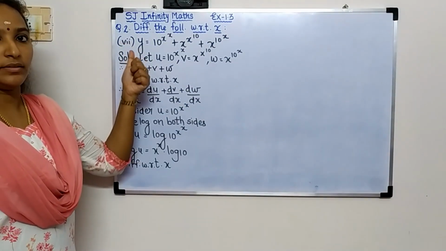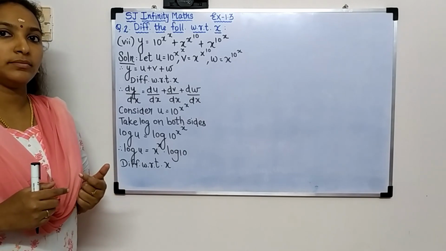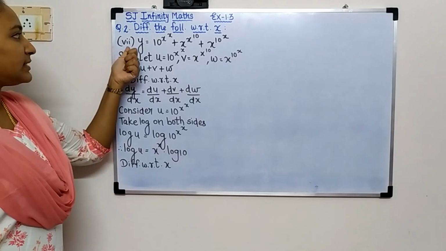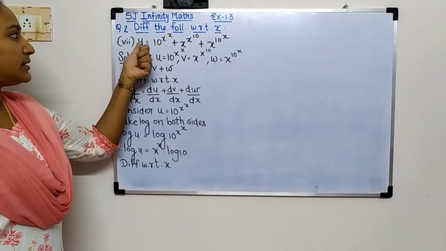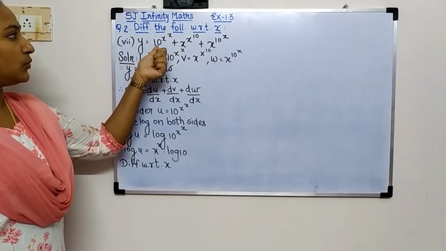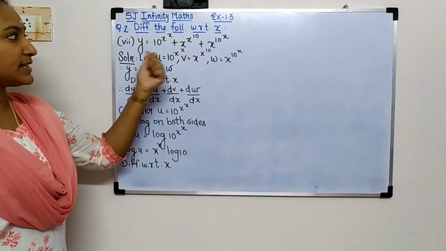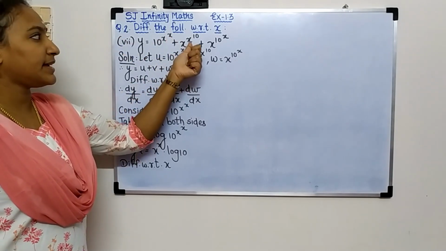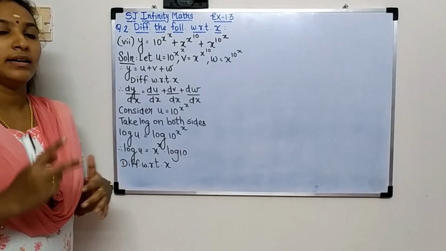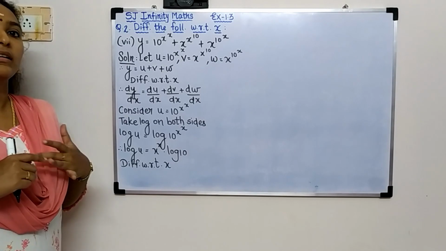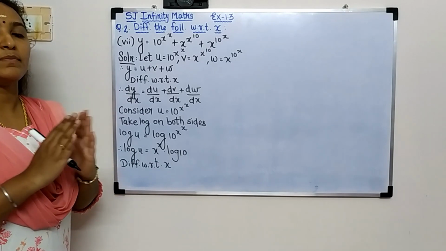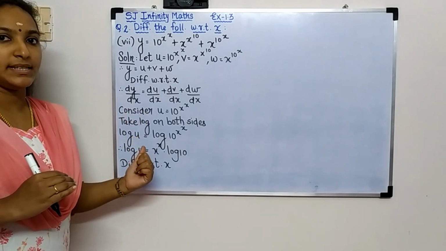See, question number 7. This is a confusing problem, but at the same time it is a very interesting problem. Let us see how it can be solved. The question is a combination of 3 different functions. One is 10 raised to x, raised to x. The second one is x raised to 10, and the third one is x raised to 10 raised to x. They are a combination of 10 and x. So it seems to be confusing, but when you consider them separately and solve, it becomes easier to solve.